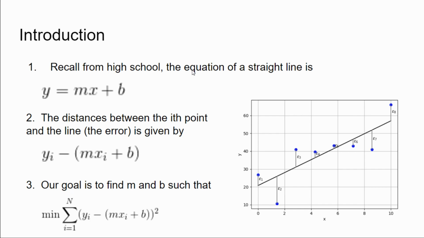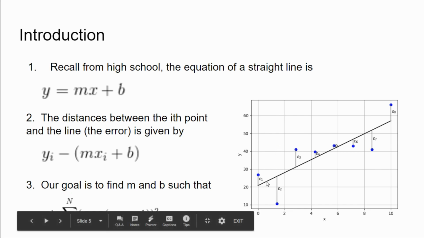So to make this a little bit more formal, let's go back to high school and recall that the equation of the straight line is this. It's y equals mx plus b, where m is the slope of this line here, and b would be the intercept, the point where it crosses the y-axis.